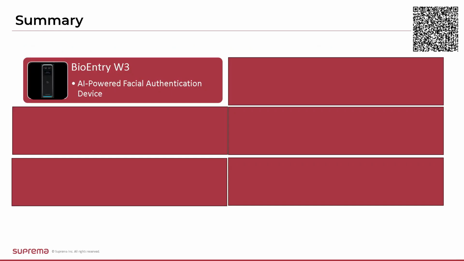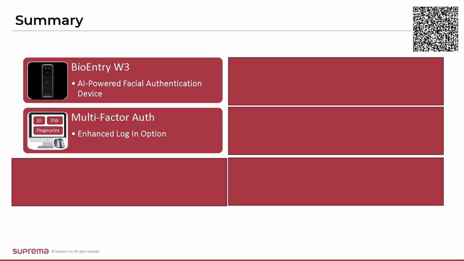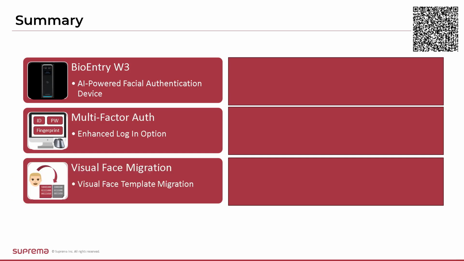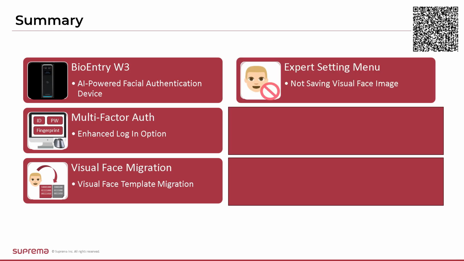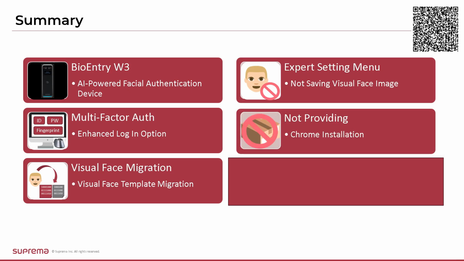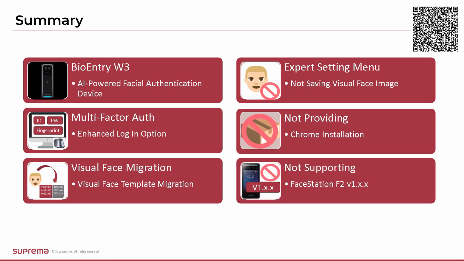Today we covered 6 key updates in BioStar 2 version 2.9.7: support for BioEntry W3, our new AI facial authentication device; enhanced login security with multi-factor authentication; improved user transfer speed through visual face template migration; a new expert setting to avoid saving visual face images; removal of automatic Chrome installation; and incompatibility with older FaceStation F2 version 1 firmware. For more details, please search 2.9.7 new features on the Suprema support portal.